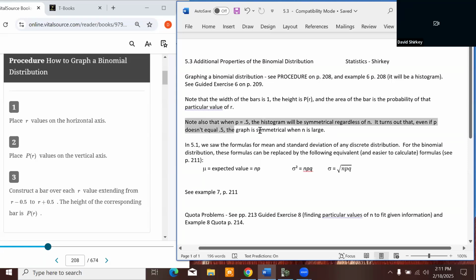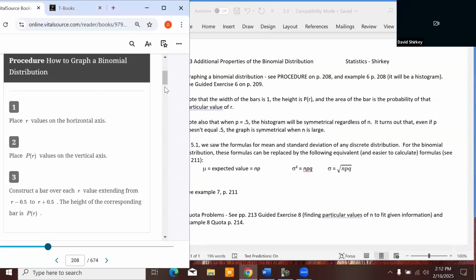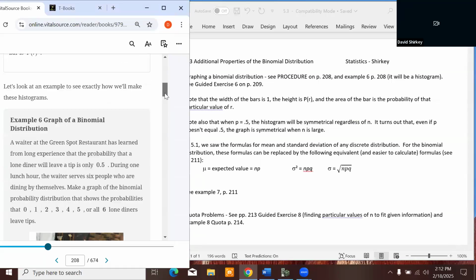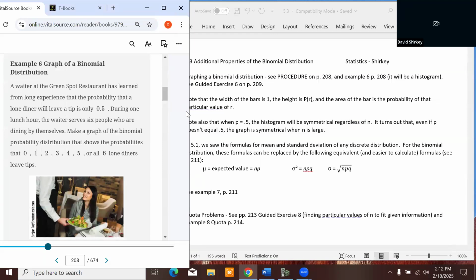Also, when P, your probability of success, is 0.5, you're going to end up with a symmetrical histogram regardless of your sample size. And it turns out that even if P doesn't equal 0.5, as N gets larger and larger, the graph gets more symmetrical. So let's take a look at some stuff here. Example 6.